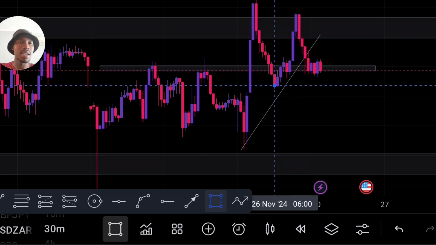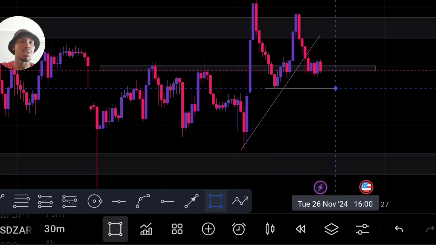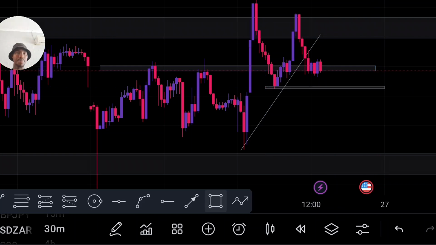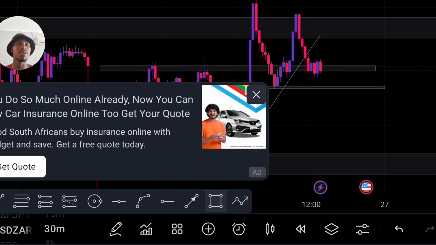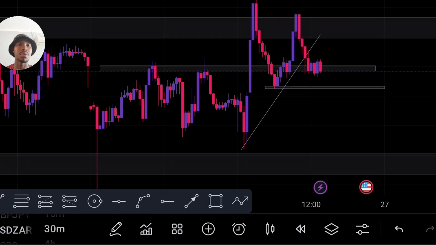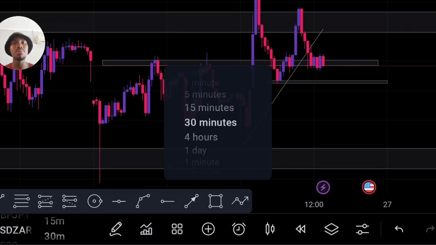I want price to break that level there, and then we can properly look for ourselves, because that is the important part. Okay, now we move down to the 15-minute time frame. What do we see on the 15-minute?